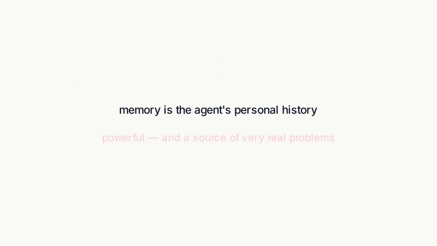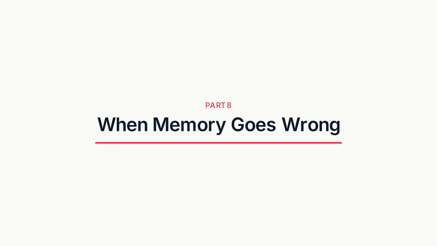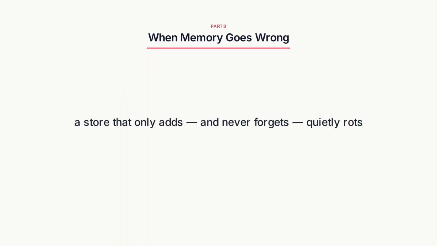So memory is the agent's personal history, written and recalled, which is powerful and, as anyone with a long history knows, also a source of some very real problems. Part 8, When memory goes wrong. A memory system that only ever adds and never forgets or updates quietly rots over time. There are a few classic ways it breaks, and every serious agent has to plan for them.